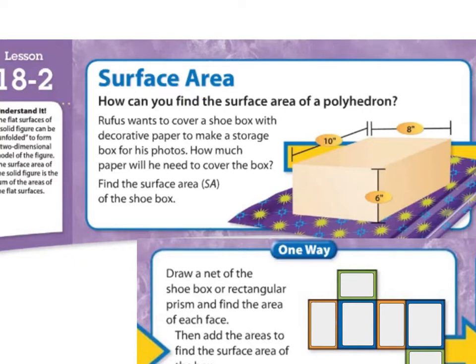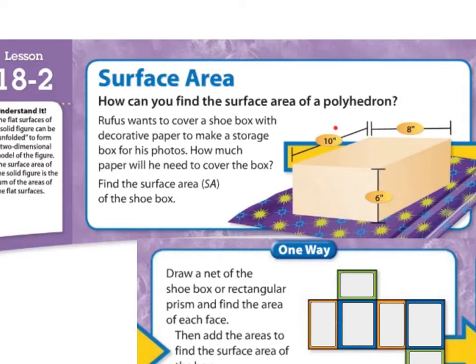So, surface area. How can you find the surface area of a polyhedron? Remember, a polyhedron is just a multiple-sided figure. So this is a multiple-sided prism. And what kind of prism is this called? What's the base? A rectangle. Okay, so this is a rectangular prism. So Rufus wants to cover a shoebox, which is right here, with decorative paper to make a storage box for his photos. How much paper will he need to cover the box? Find the surface area of the shoebox.